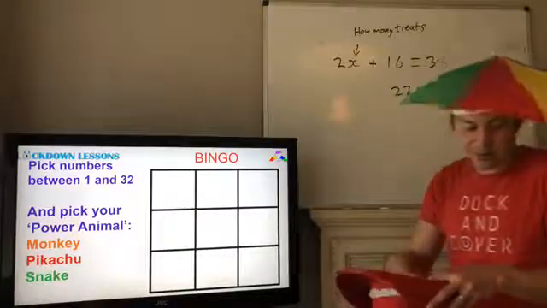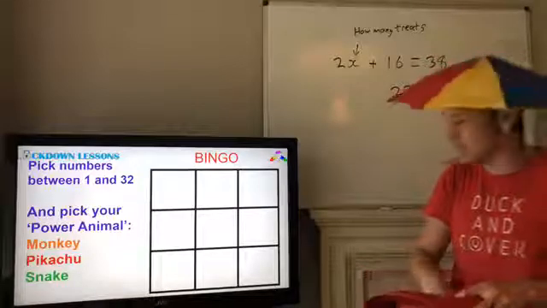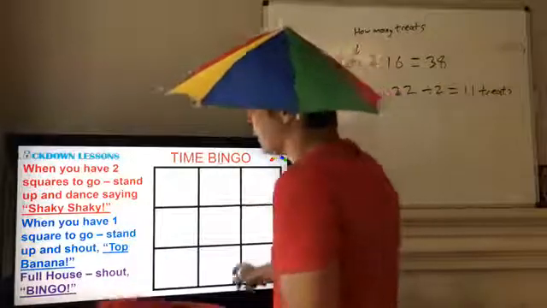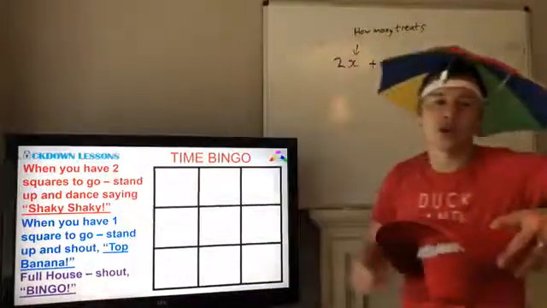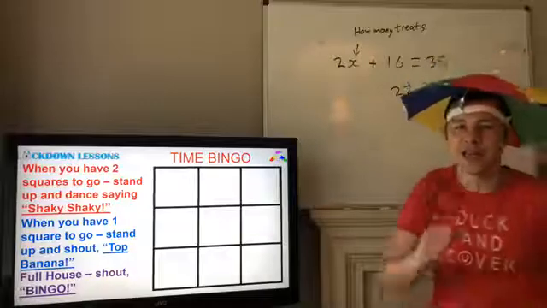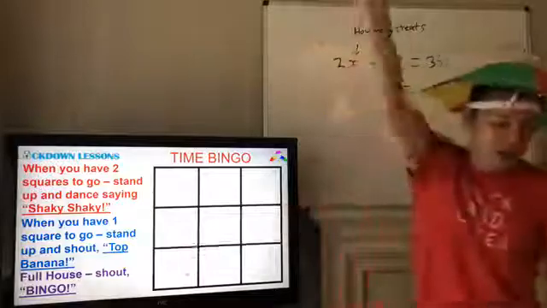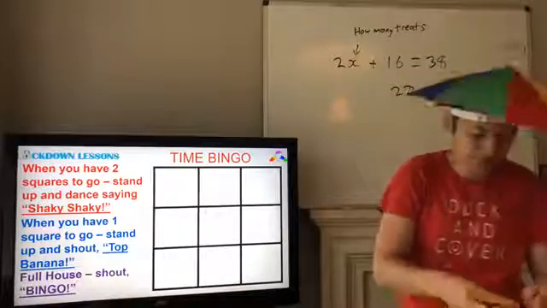9 take away 6. Don't forget, we are playing for a full house. We need all 9 numbers. When you have 2 left to go, you shout out, shaky, shaky. Make sure you post it in the chat. When you have 1 left to go, stand up and shout, top banana.